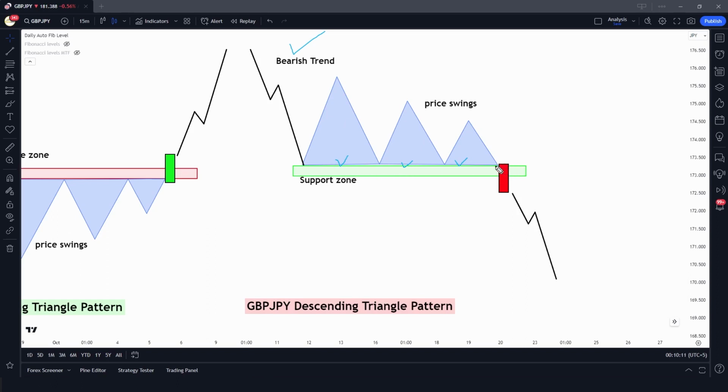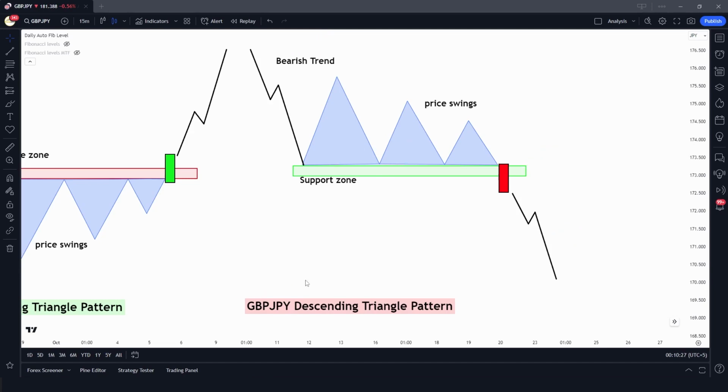So that's why when this support zone breaks with a very big bodied bearish candle, that suggests that the trend that was already available in the market is ready to continue to move in the downward direction. So this is the psychology behind trading a descending triangle pattern.